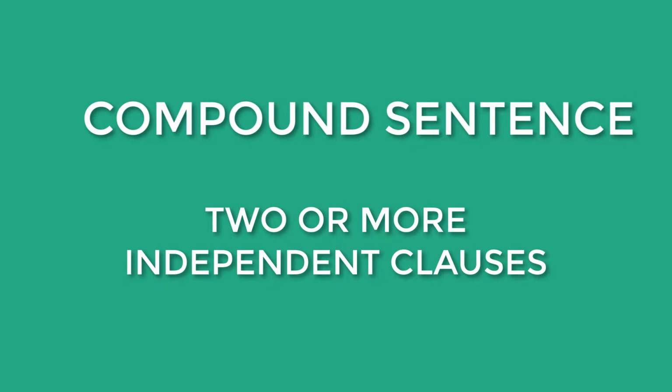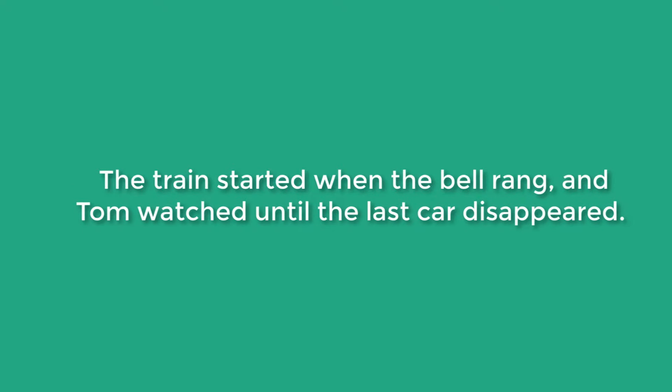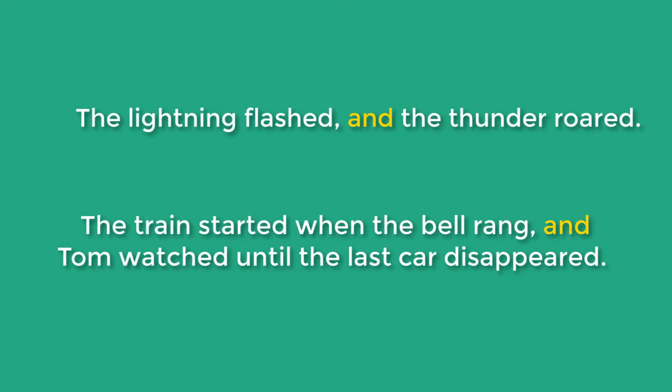A compound sentence is made of at least two independent clauses. The lightning flashed and the thunder roared. The train started when the bell rang and Tom watched until the last car disappeared. You will notice that in both sentences, the independent clauses are joined by the conjunction and.